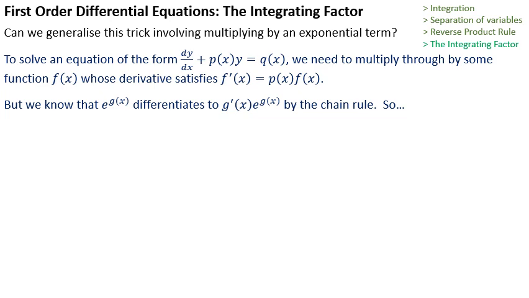Now this is the clever part. We need to find a function that differentiates to p of x times itself, because p of x is the function that is multiplied by y.